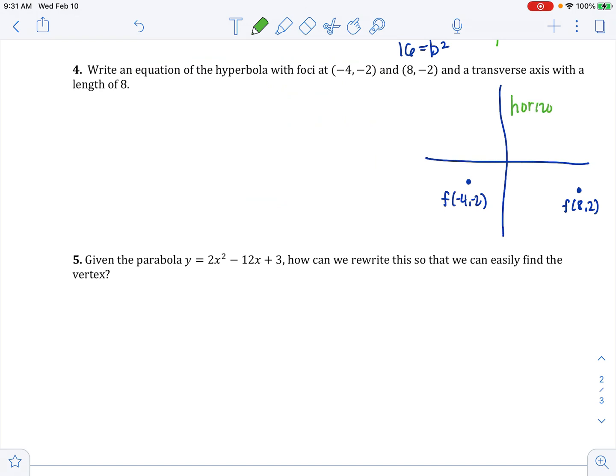All right, well, I know that this is horizontal because those points are horizontal from each other.